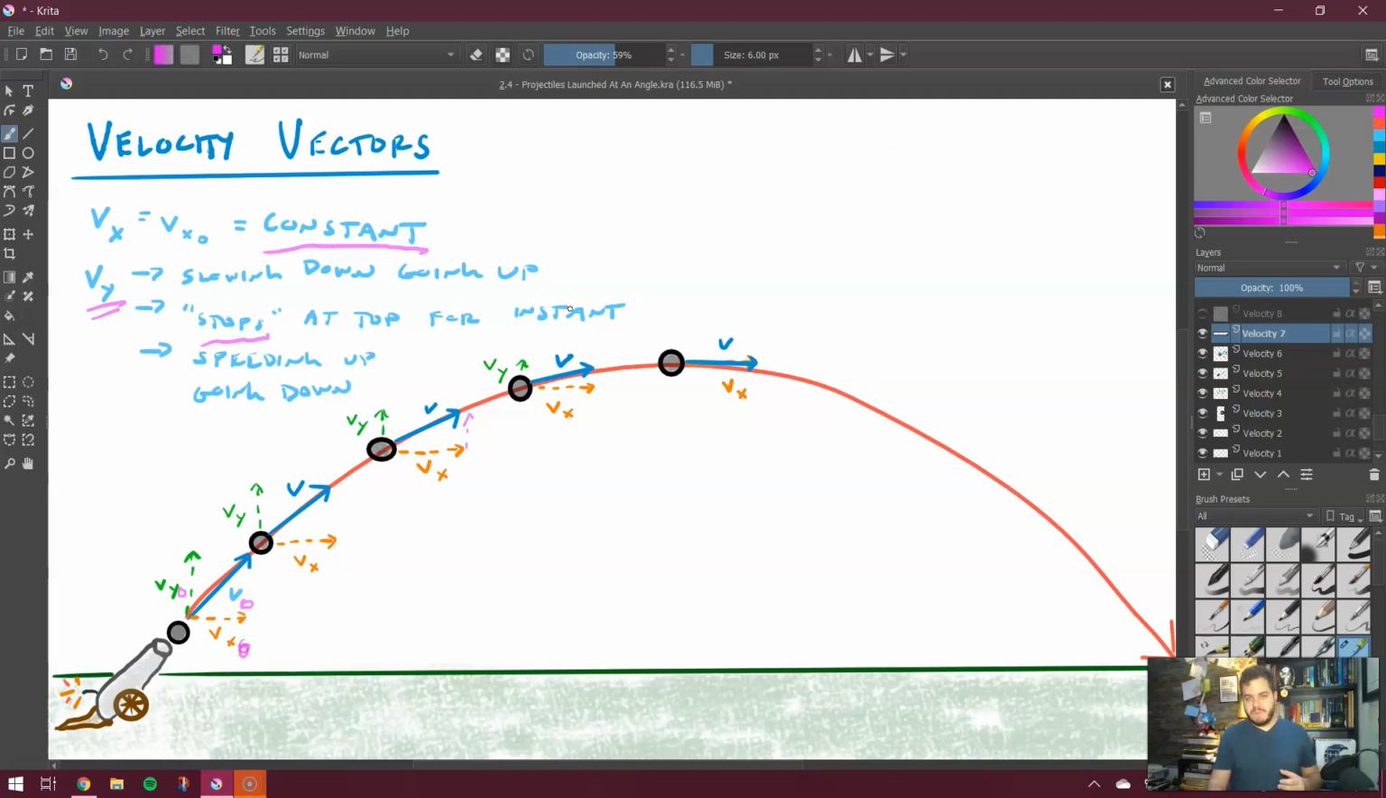And actually, from this point onward, we can pretty much treat it exactly like a horizontal projectile, because now it's going to continue to have that horizontal velocity, but the vertical velocity is going to speed up. It's going to go faster and faster and faster in that direction. It's going to get bigger, and these vectors are going to get longer and longer and longer and start to push more downwards.